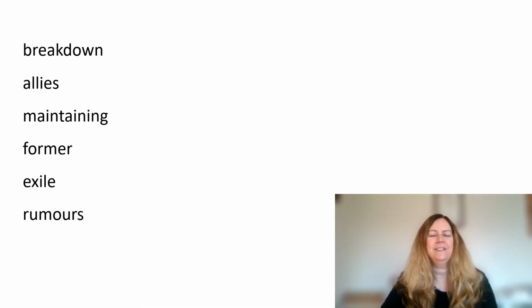First of all, let's look at some of the difficult words you will hear. A breakdown is a mental illness. Allies are people who are on your side or people who support you. To maintain means to keep. Former means previous or from an earlier time. Exile is when you are not allowed to live in your own country anymore. Rumours are stories that are believed to be true, but for which there is no proof.